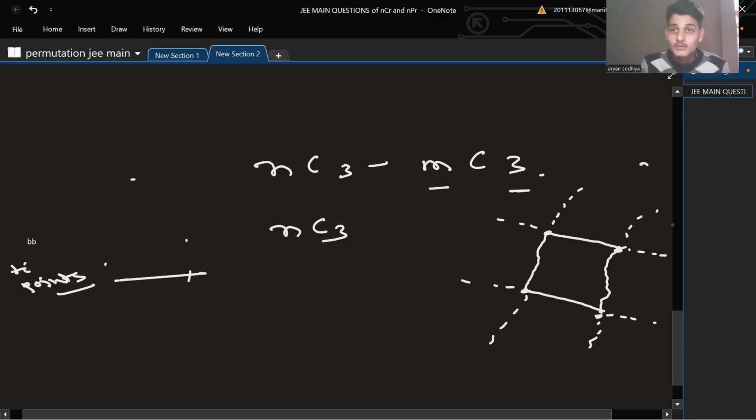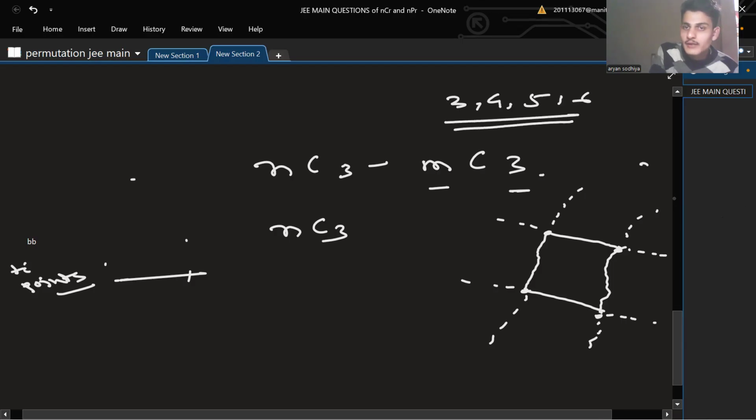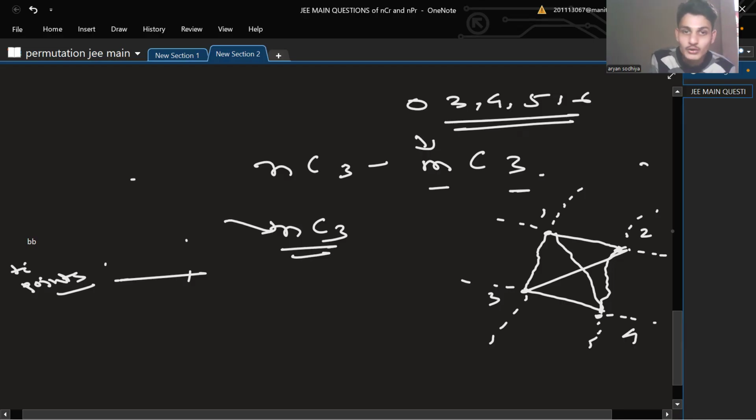So if no collinear points are there, like no 3, 4, 5 points are on the same line, here m becomes 0. So if you see how many triangles can be formed: 1, 2, 3, one triangle; 2, 3, 4, one more triangle; 1, 2, 4, one more triangle; and 1, 3, 4, one more triangle. So 4 triangles are possible. So using the formula, let's put the values: the total number of points is 4 here. So using 4C3, we will get the answer 4.